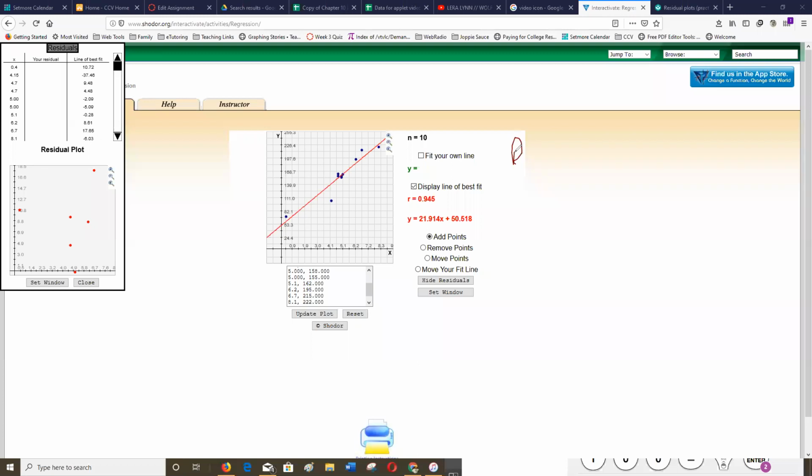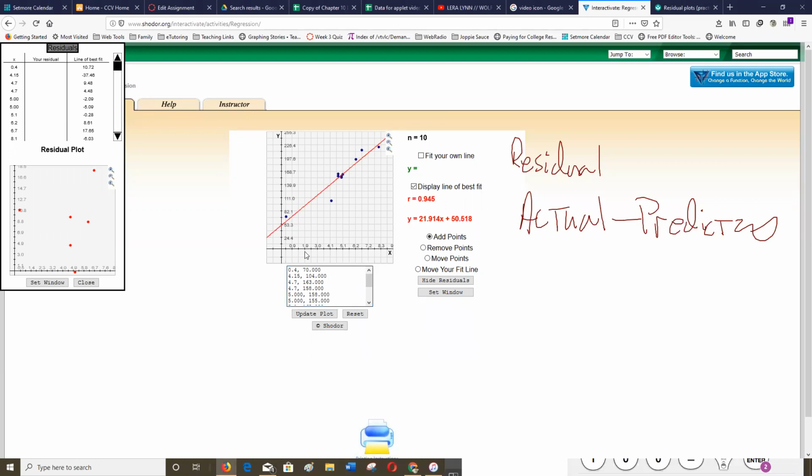To calculate a residual, we do the actual value minus the predicted value. Sometimes they call it fitted. So if this point, I have no idea. Of course, I can't read the number. But maybe I could. Let's get fancy here. 0.4 and 70 is the actual. The line says, here we go, line of best fit. So 0.4, was that the residual? Well, actually, you can find it right here.